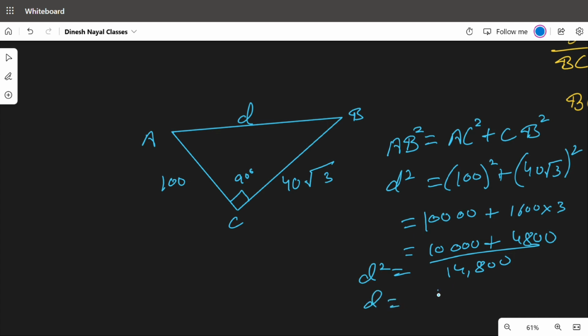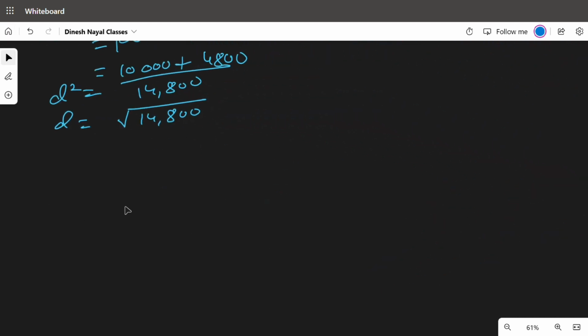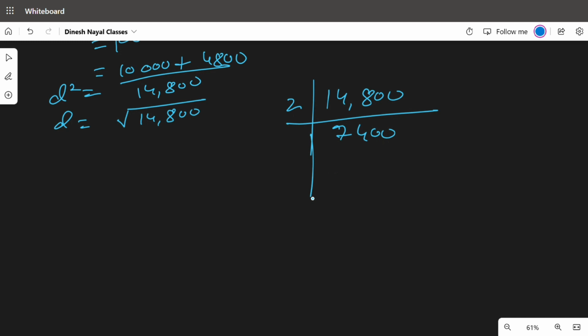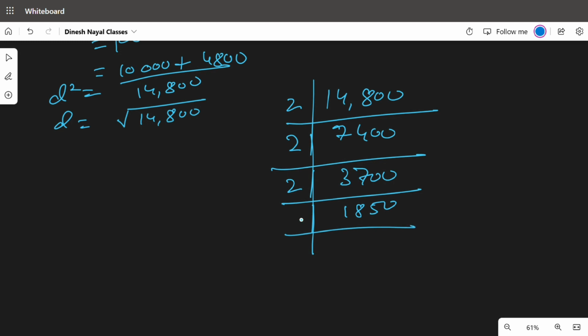Now what will be D? D will be under root of 14,800. Now we have to find the square root by prime factorization only. So this is 14,800. Let's start with 2. If you divide by 2, this will be 7,400. Again with 2, this will be 3,700. Again with 2, just half of it, which is 1,850. It will go again by 2, which will be half of it, 925.